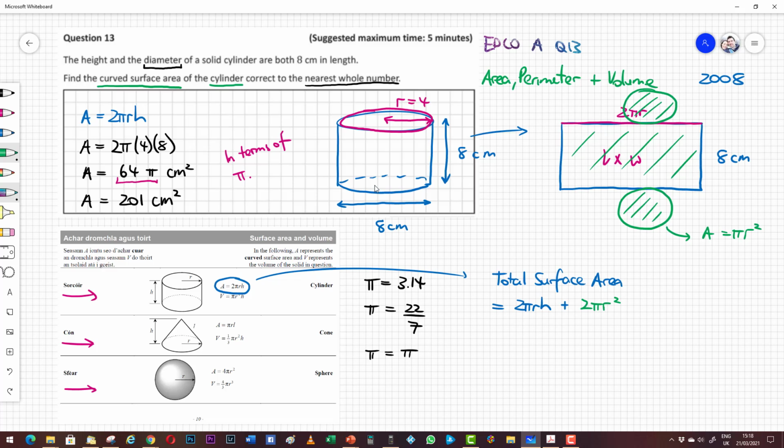And we could have a question where it's an open cylinder, and they could ask you for the total surface area of an open cylinder, which means that there is no circle on the top, let's say to be painted or whatever. In that case it would be 2 pi r h, the curved surface area, plus just the bottom, 1 pi r squared. So just be careful of those little things.